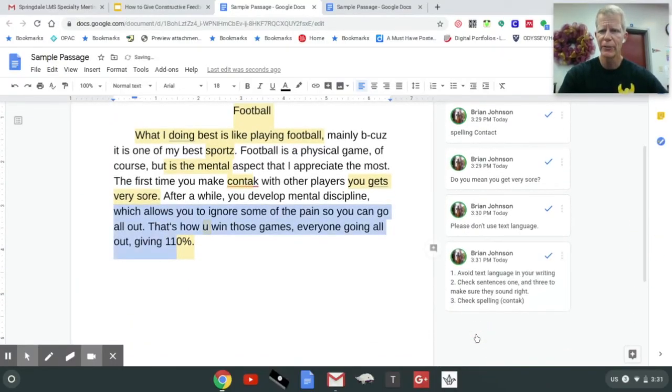But that's how you can use the SPARK model to give your classmates some good positive feedback and also help them to know specifically how they can improve their work.